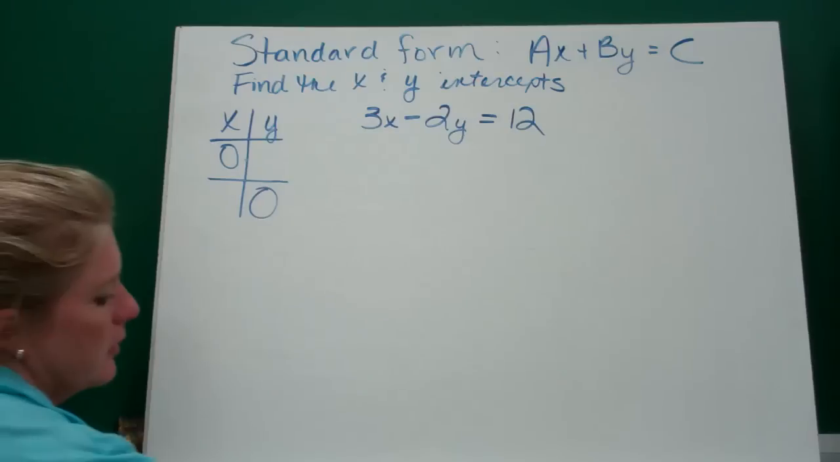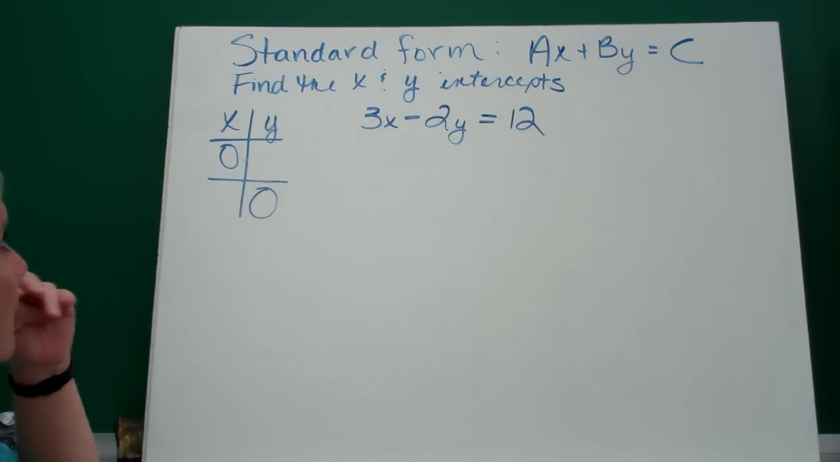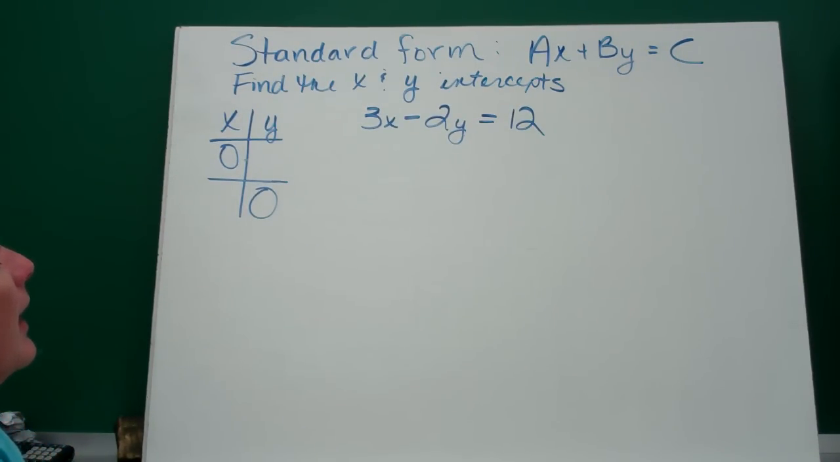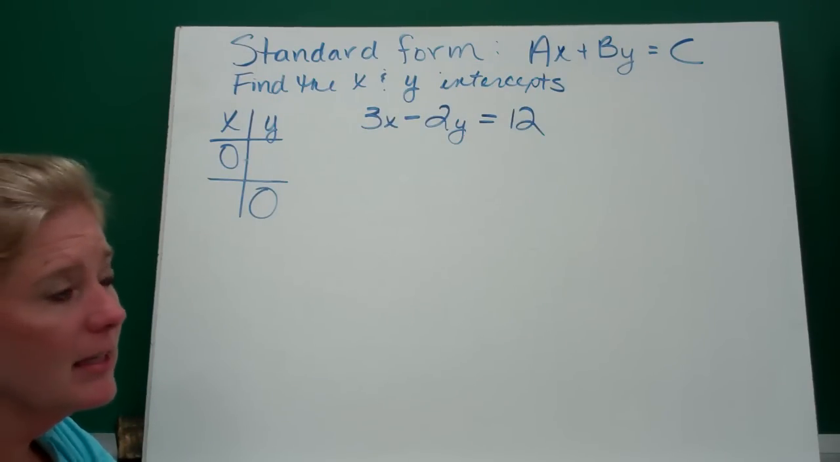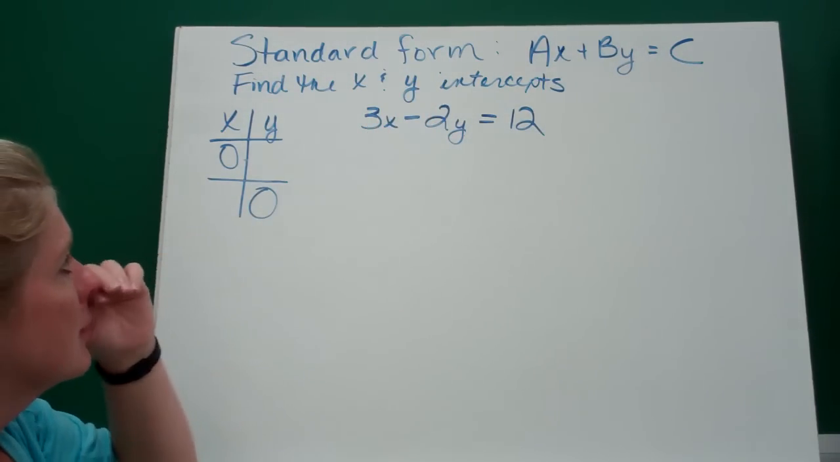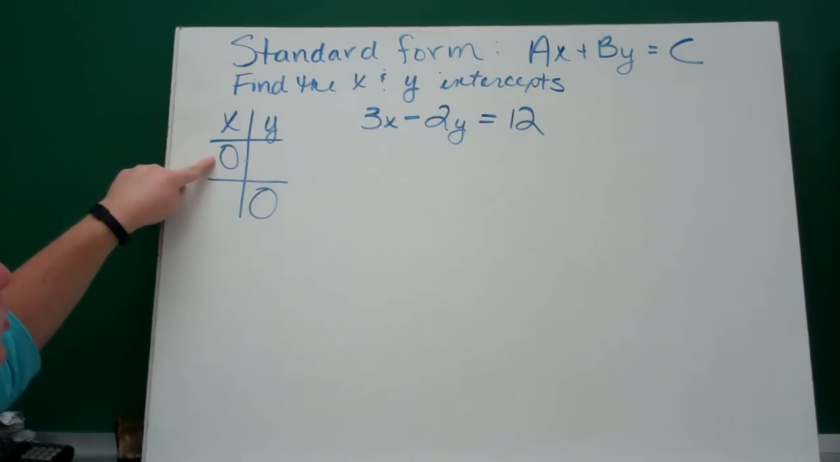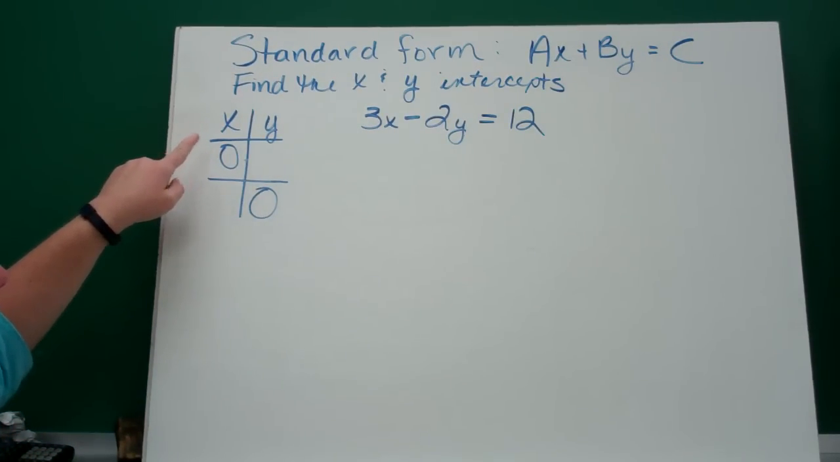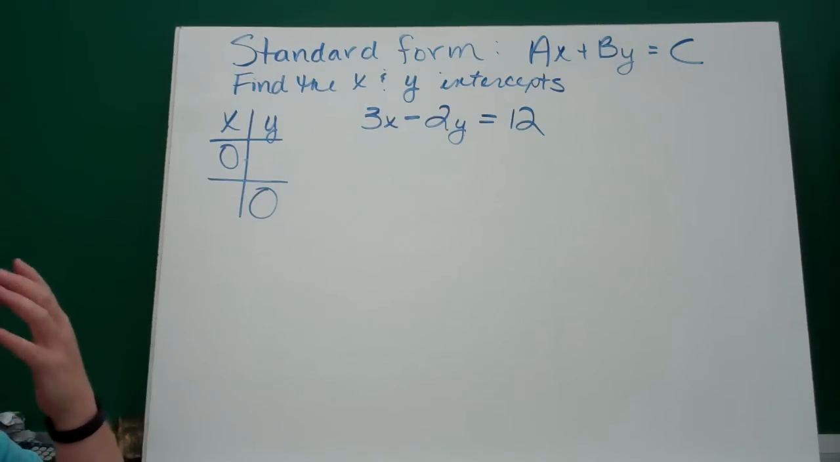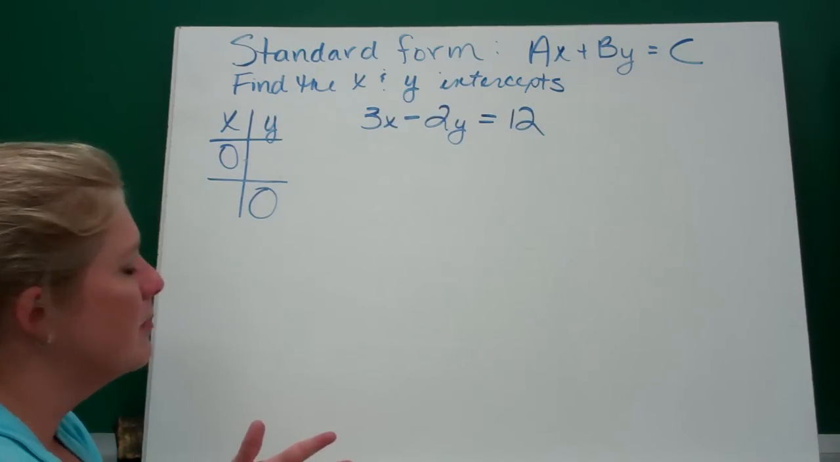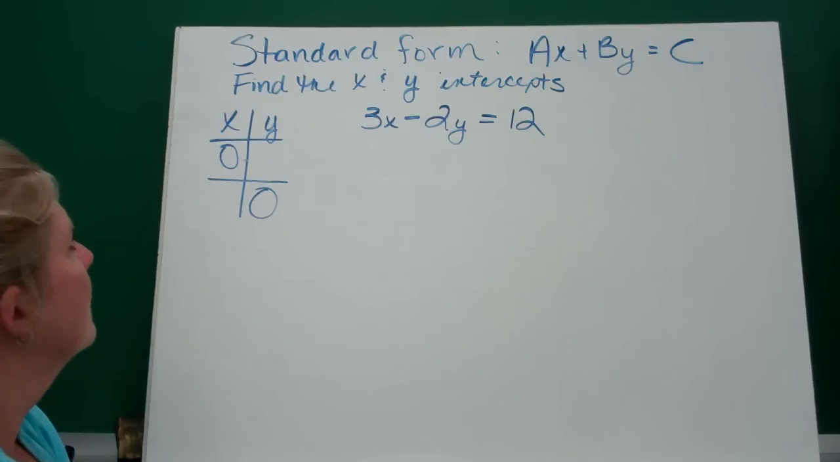Okay, what if they don't give it to you in slope-intercept form? What if they give you the line in standard form? AX plus BY equals C. This is the standard form of an equation of a line. The easiest thing, I think, to do is to find the X and Y intercepts. Because remember, the Y-intercept is when X equals 0, and the X-intercept is when Y equals 0. Okay? Sometimes you get nice numbers, sometimes not, but that's okay. You can deal with that. Okay?